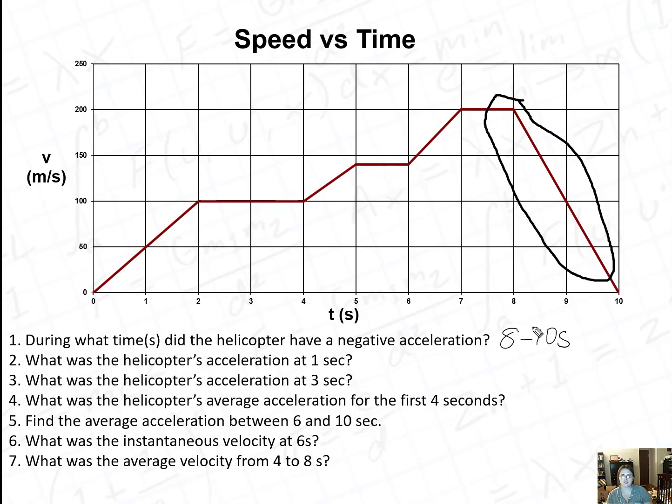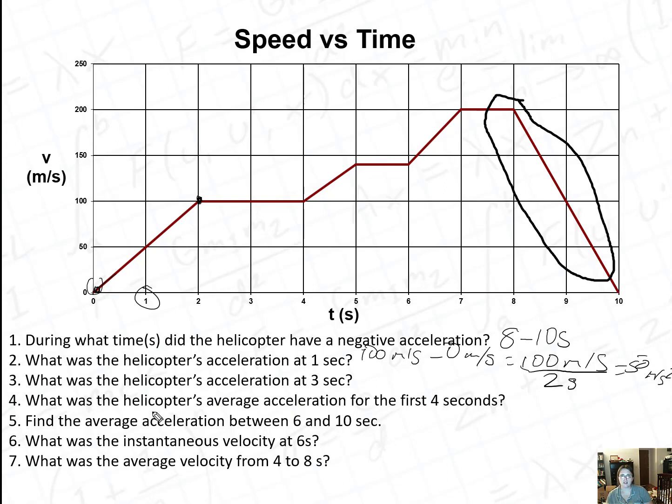And then it says, what was the helicopter's acceleration at 1 second? This is 1 second. It is accelerating at a constant rate, so that means that we can just take the slope and we say 100 meters per second. That's its final velocity, and its initial was 0, so that makes it easy. 100 meters per second minus 0 meters per second is equal to 100 meters per second. And that happened over 2 seconds. So then if we take the slope, it's just a change in 2 seconds. So that's equal to 50 meters per second squared.